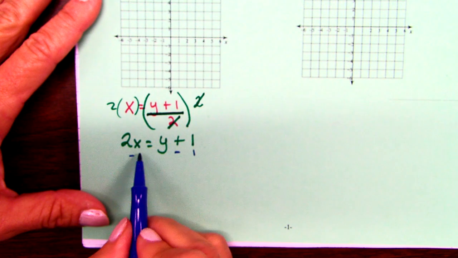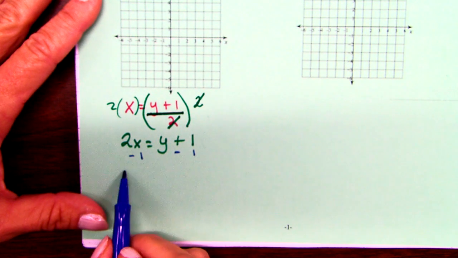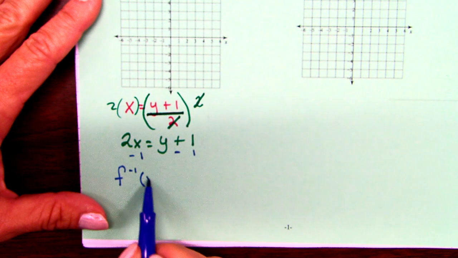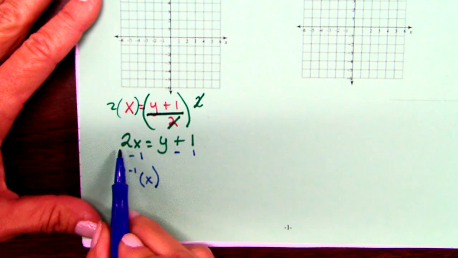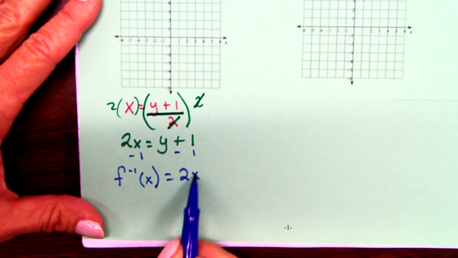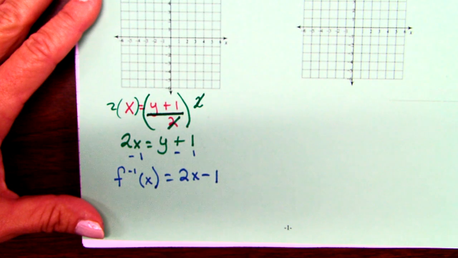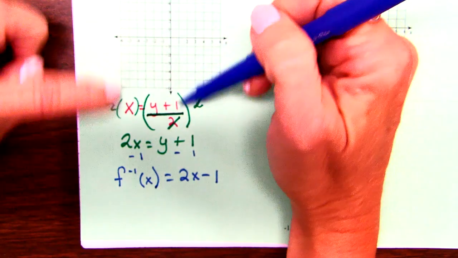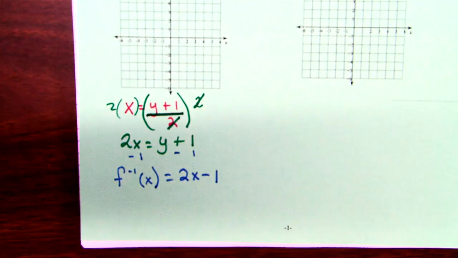Subtract 1 from both sides. And my inverse is 2x minus 1. Okay? So you get points for doing that. That's the find the inverse part.